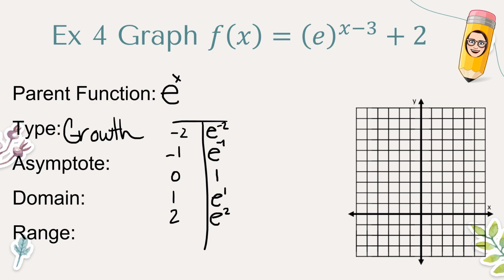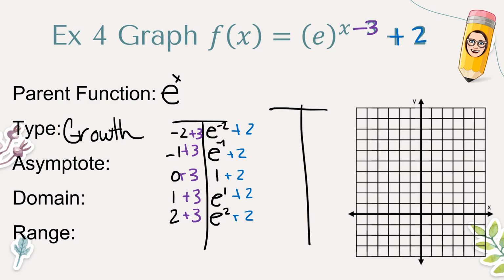Let's apply our transformations the same way we always would. This says subtract 3. So from my x's, I'm going to plus 3. And I have a vertical shift of plus 2. So let's do plus 2. And let's create our final table. So we've got 1, 2, 3, 4, 5. Super easy. Let's do the easy one first. 3, 3, 3, 3, 3. Okay.